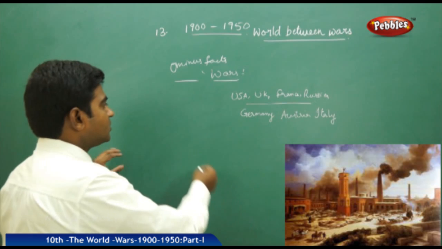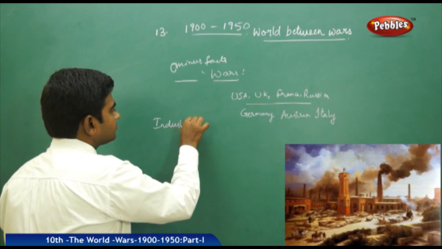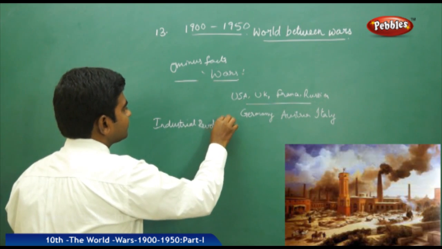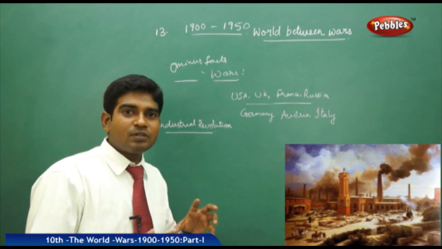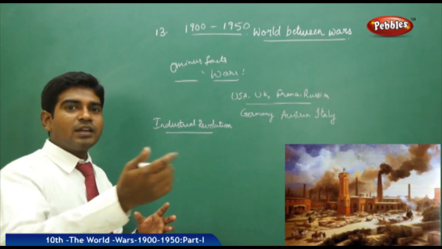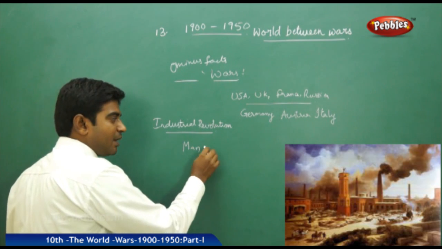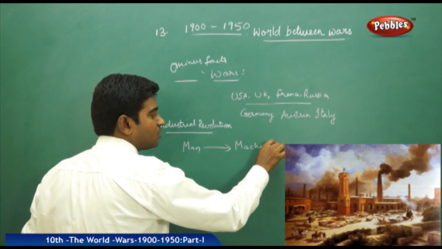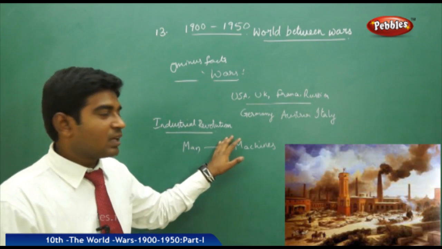You know what is Industrial Revolution? The Industrial Revolution is nothing but the change of man-made goods into machinery goods. Earlier, man used to do all things. From man it has changed into machines. So the change of man-made products into machine-made products is called Industrial Revolution.